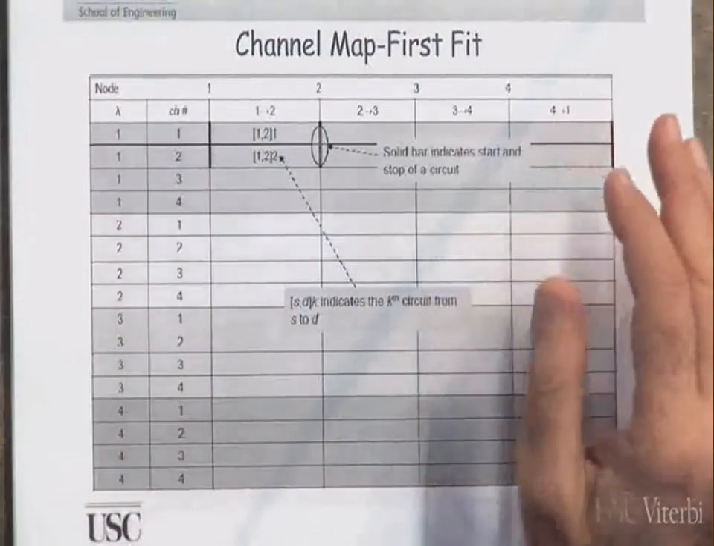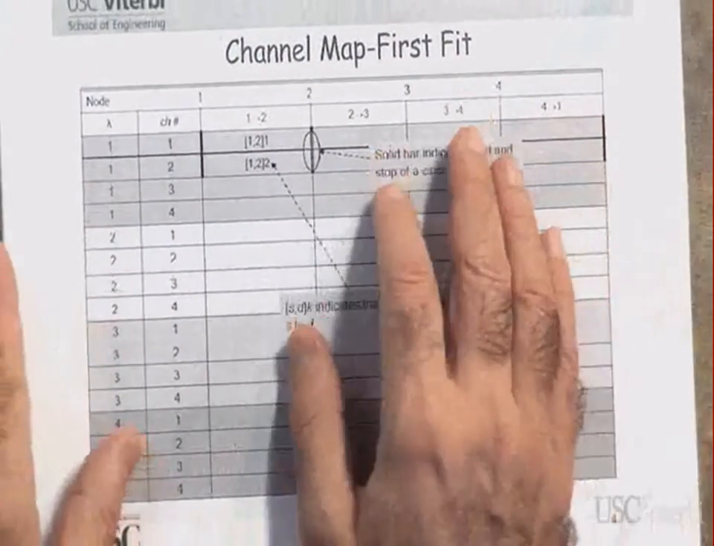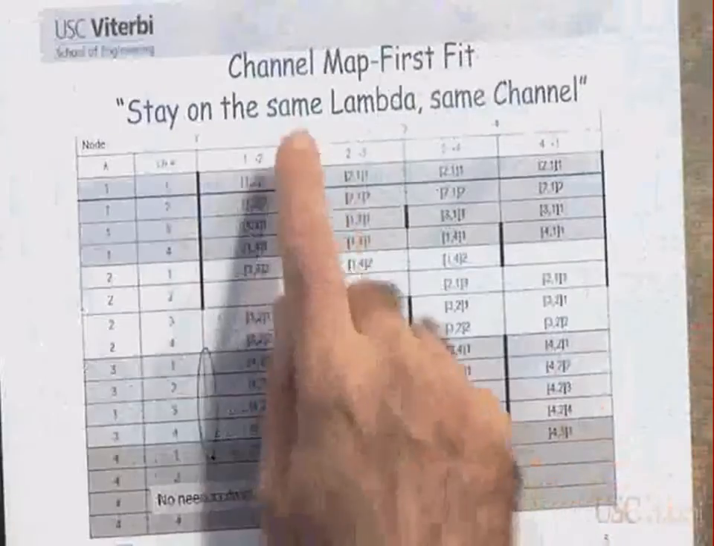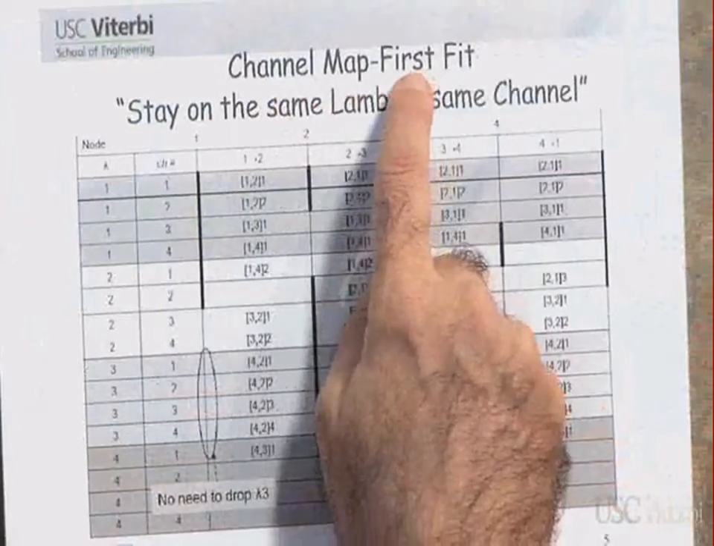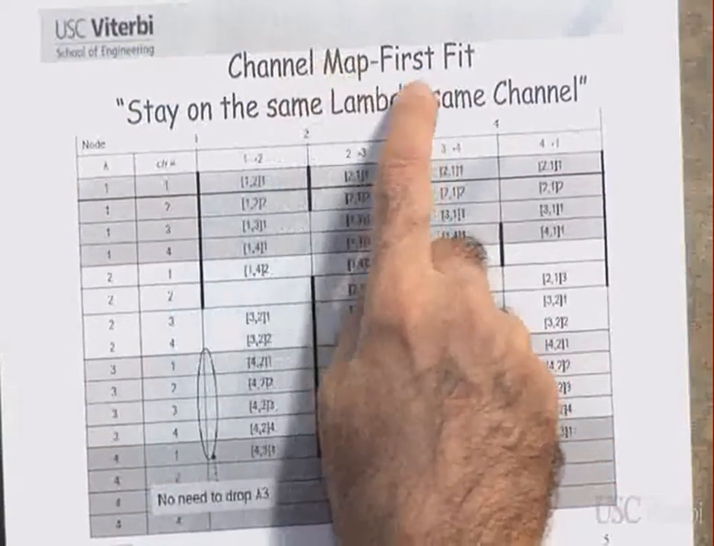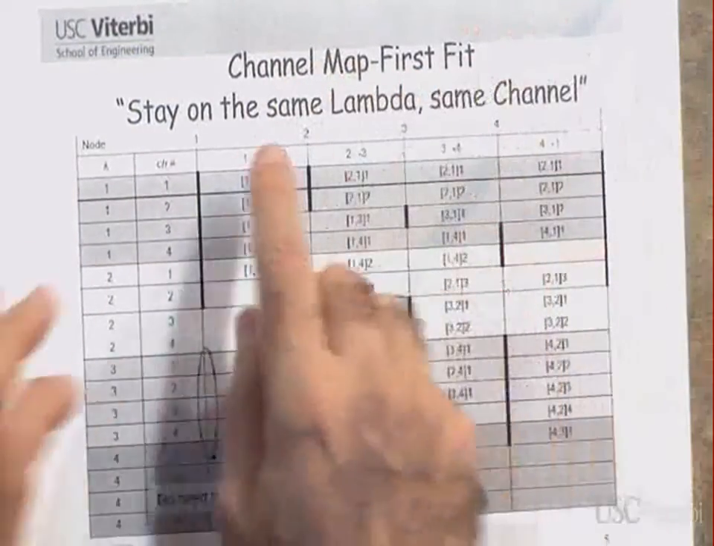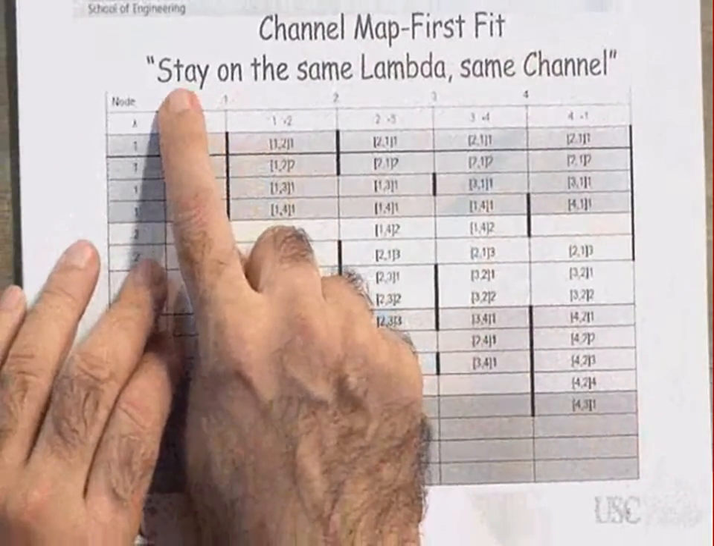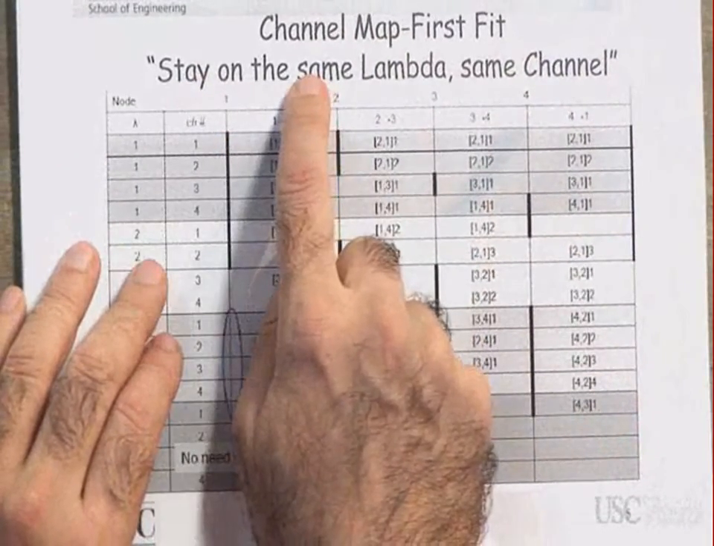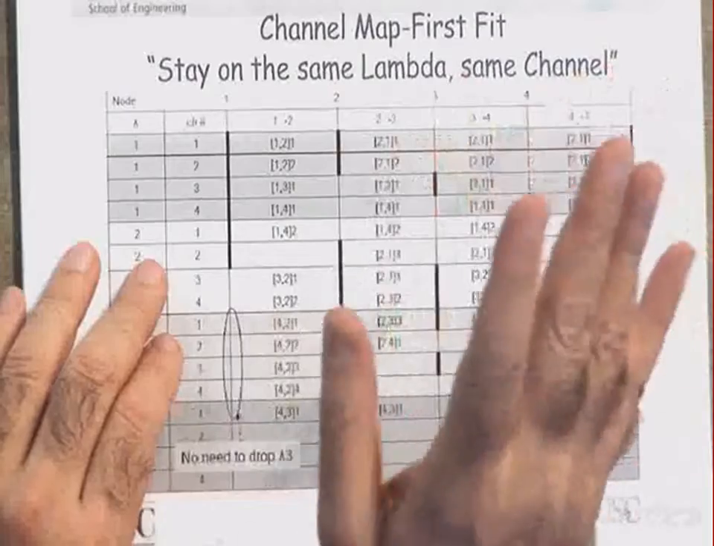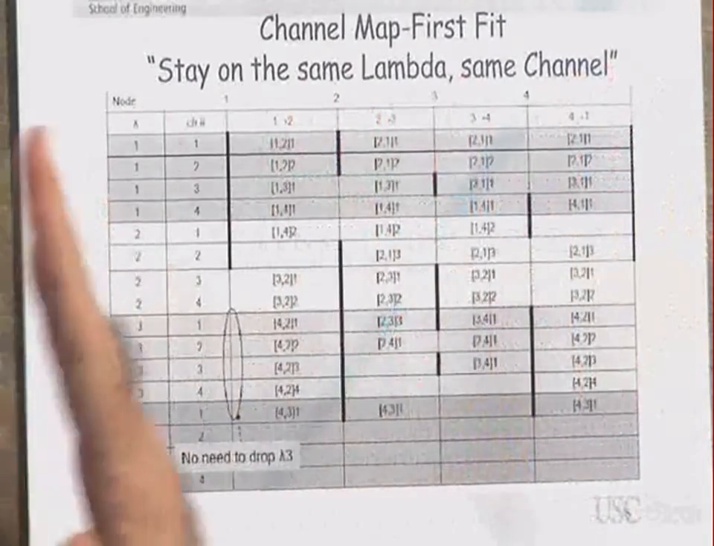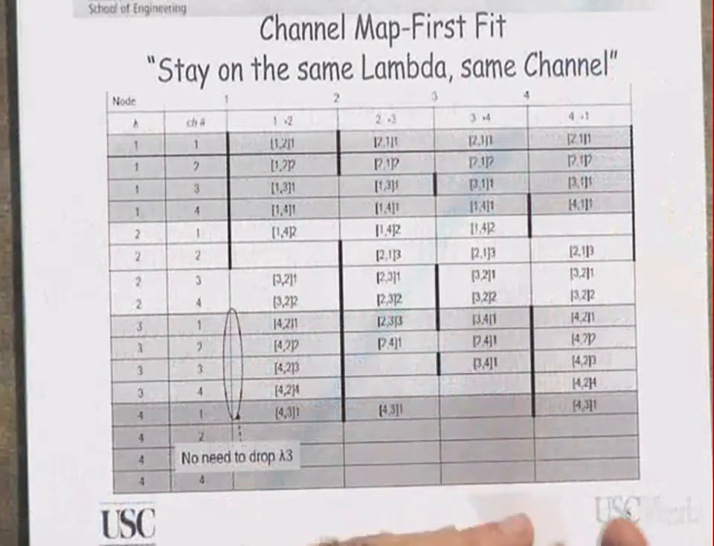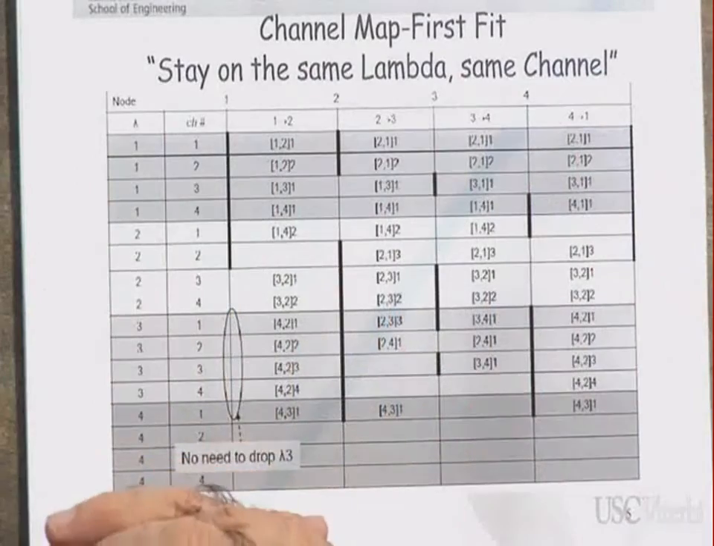The first technique is what is known as the channel map first fit. This is the first fit, which tells you to stay on the same landing and the same channel. Do not switch channels and do not switch landings. Did you get my point or not?